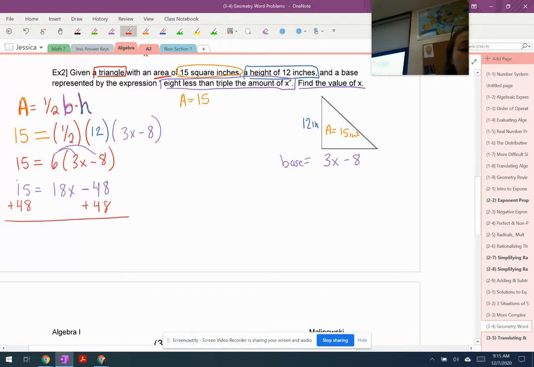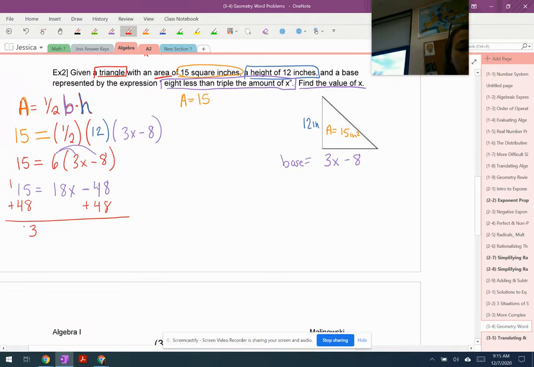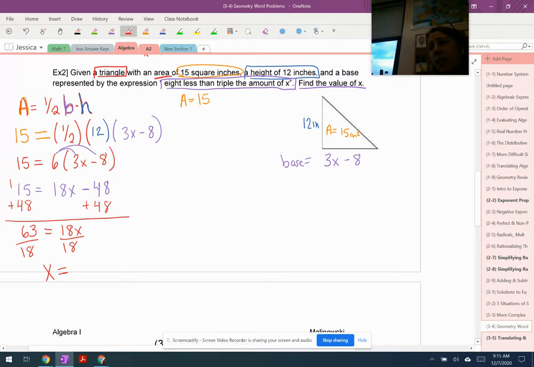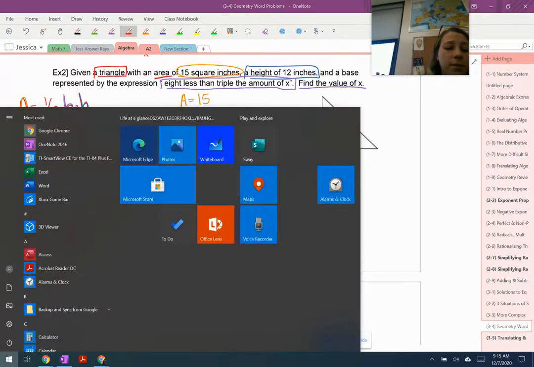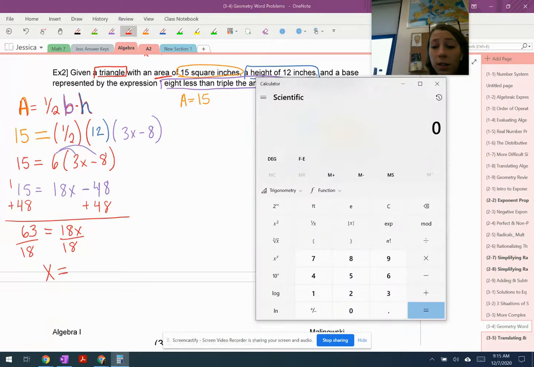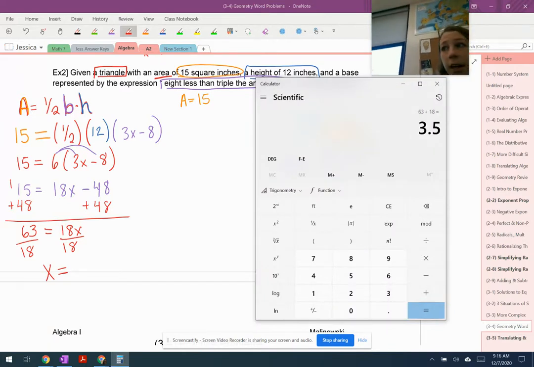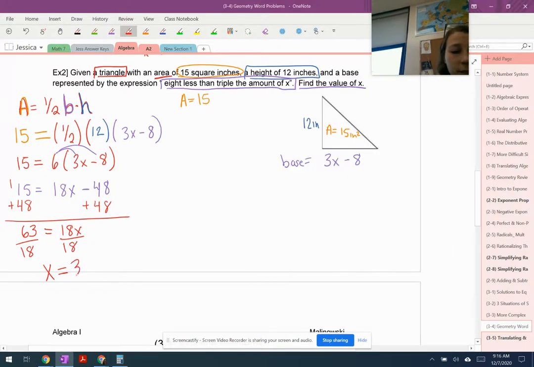15 plus 48, that's 63. So 63 is equal to 18x. Divide by 18, divide by 18. We end up with x equals, I don't know. Let's math it. 63 divided by 18. Oh, there we go. I didn't know that was 3.5.